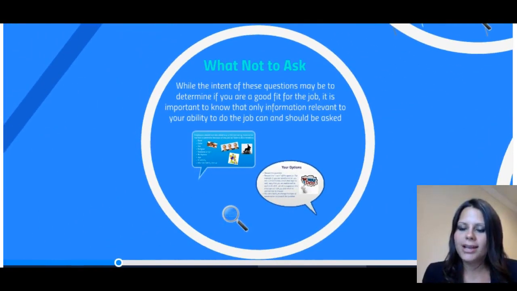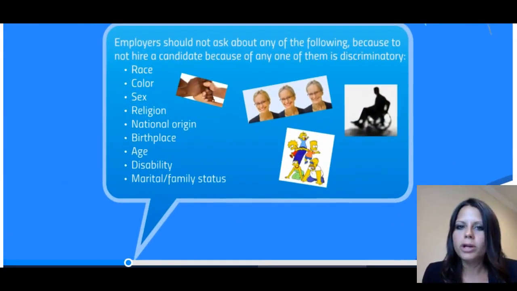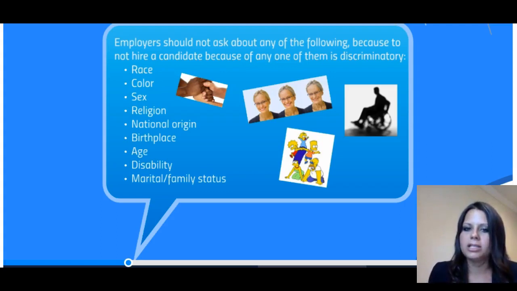Now, if you are conducting an interview or you are being interviewed, you want to be careful not to ask discriminatory questions. So for example, you'll see on the screen, employers should not ask about any of the following, because to not hire a candidate because of any of these reasons is discriminatory, and we'll learn more about that soon. Things like race, color, sex, or gender, your religion, national origin, your birthplace, your age, any disabilities, or even just your marital or family status can lead to discrimination. And so it's important not to ask questions in that regard.